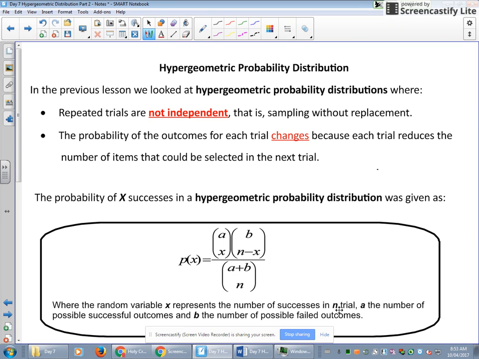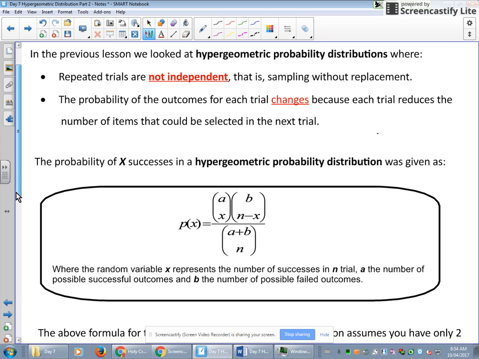So the key thing about hypergeometric: repeated trials are not independent. We're not replacing the event, so every single time we're drawing, the probability is changing. Obviously, the more times you draw, it's affecting your next result. That's why they're not independent. Your first time you do it affects your second result. When that's the case, we're moving into hypergeometric, and it reviews what that formula is.